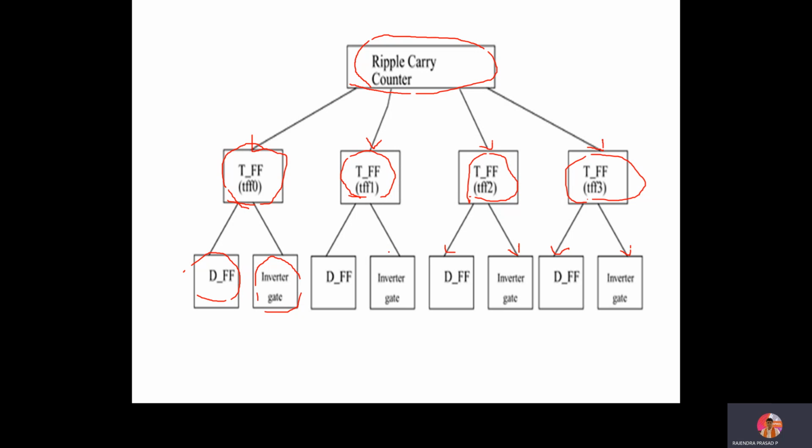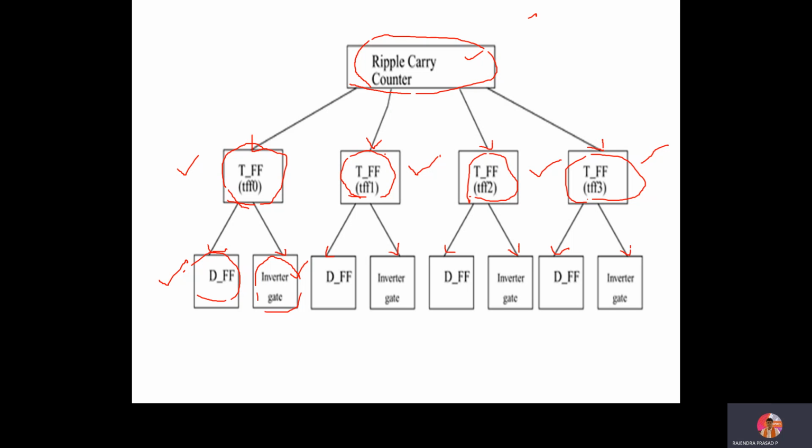So how to implement a 4-bit ripple carry counter? You need to start with the ripple counter as the main block, which is this one. Then for the sub blocks, you have to go with T flip flop 1, T flip flop 2, T flip flop 3, T flip flop 4. Next you need to build this T flip flop. To build it, I'm going to implement a D flip flop and the inverter. Similarly for TFF1, TFF2, TFF3, I have a D flip flop and an inverter. If I follow this procedure, I get the top to bottom approach.